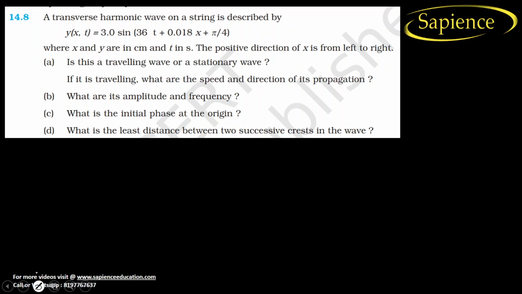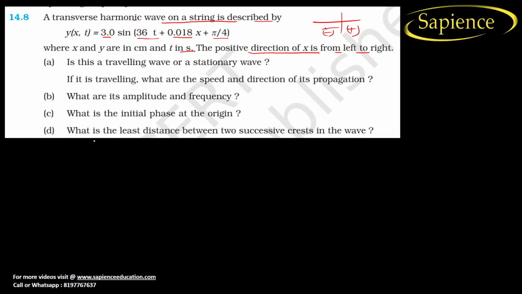In 14.8, a transverse harmonic wave on a string is described by y(x,t) = 3.0 sin(36t + 0.018x + pi/4), where x and y are in centimeter and t is in second. The positive direction of x is from left to right. So in this direction x is negative and in this direction it is positive. Is this a traveling wave or a stationary wave? If it is a traveling wave, what is the speed and direction of its propagation?